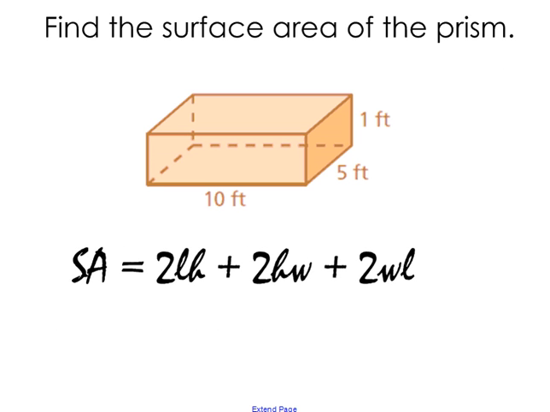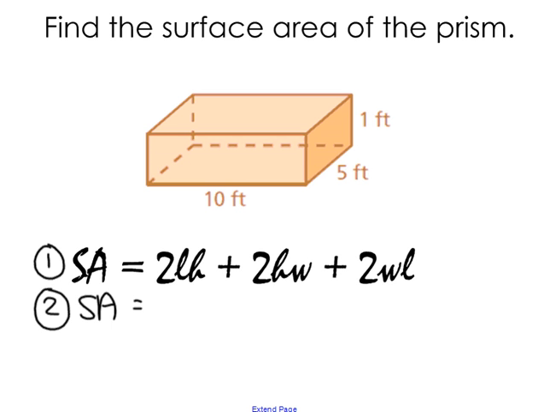All right, here is our first example. We're going to find the surface area of the rectangular prism, so we're allowed to use this formula. So step 1 is already done right here, writing the formula. Step 2, I'm going to plug in all the things that are given to me.